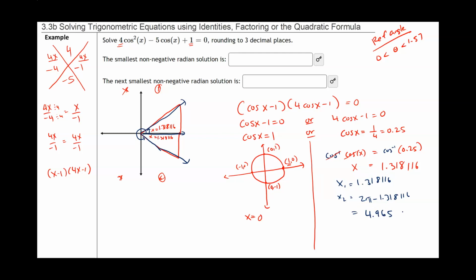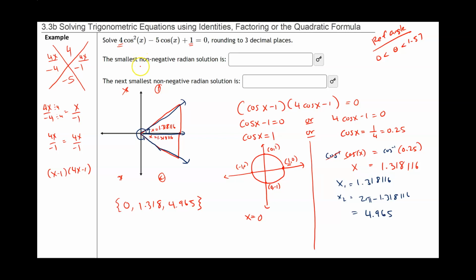So I have 3 solutions, and I'm going to write them in order. My smallest solution is 0. My next smallest solution is 1.318. And my next smallest solution is 4.965. These are my 3 solutions. It means that if I take these 3 values and plug them into my original equation, then the left side will equal 0. You can check this. You can go to desmos.com, or you can put this in a calculator, and it will be a true statement.